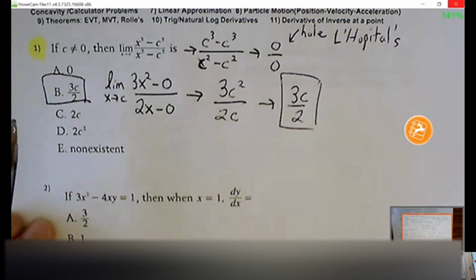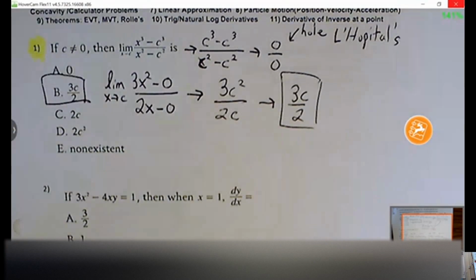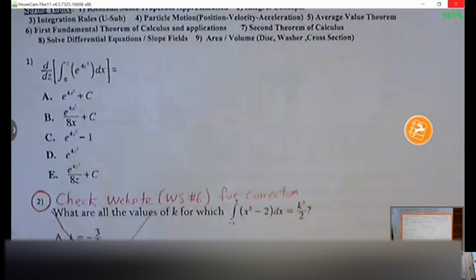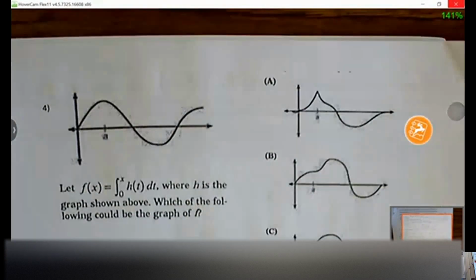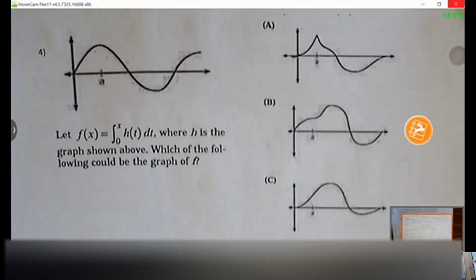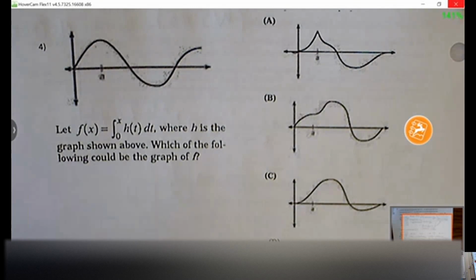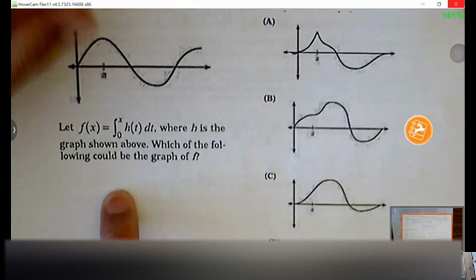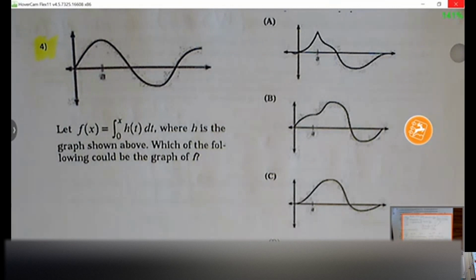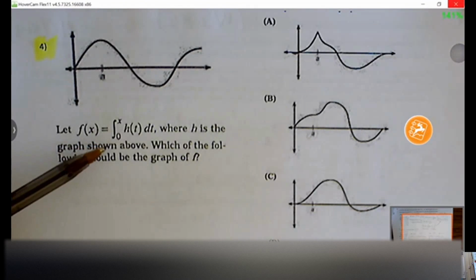All right, let's go to page 2. I'm just going to jump around to problems that I want us to look at. So let's look at number 4. Let f of x be equal to the definite integral from 0 to x of h of t, where h is the graph shown. Which of the following could be the graph of f?